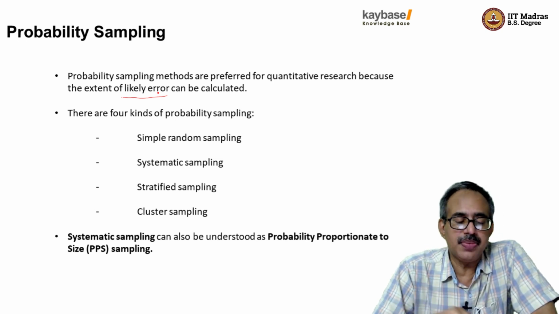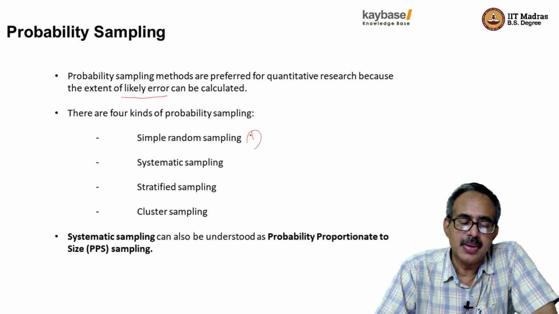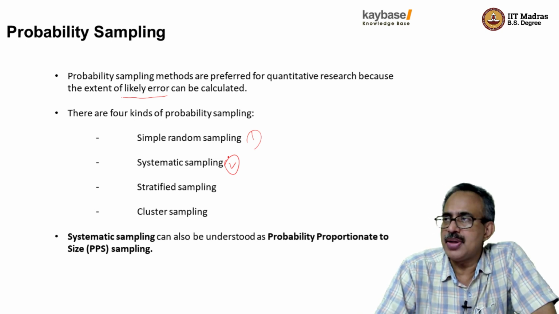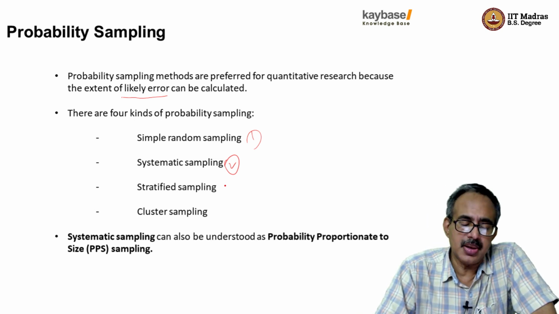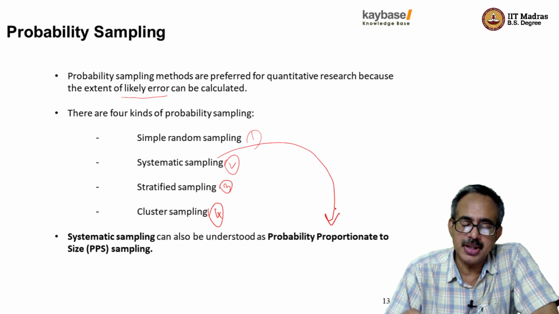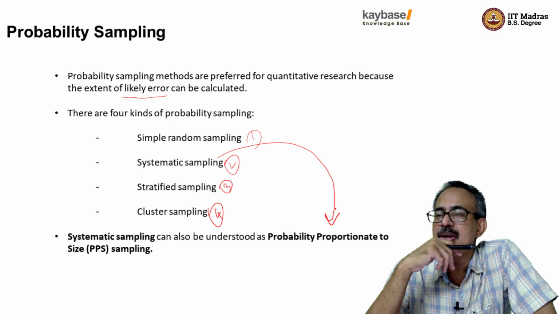So there are 4 kinds of probability sampling. There is simple random sampling. There is systematic sampling. You can also say systematic random sampling. You can say stratified random sampling. You can say cluster sampling. Right? And there's another name for systematic sampling, which is probability proportionate to size, or PPS.